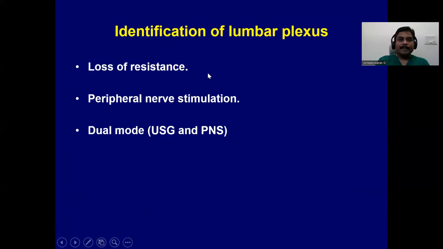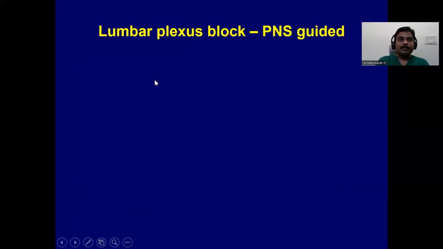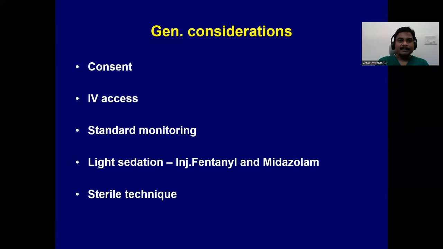How will you identify the lumbar plexus? So the lumbar plexus is identified by three techniques. One is by loss of resistance, which is not done nowadays, but has been done in the past. And nowadays we do it under peripheral nerve stimulation. And the third mode of identification is using dual mode, using both ultrasound and peripheral nerve stimulator. In this talk, I'm going to present only the lumbar and sacral plexus block by peripheral nerve stimulation guidance. First, we'll go into the lumbar plexus block by PNS guidance.